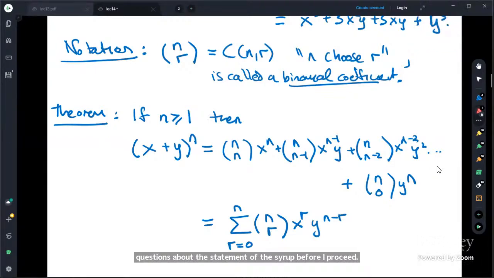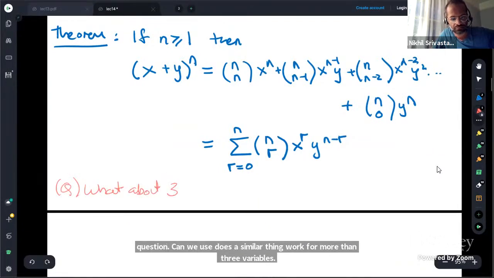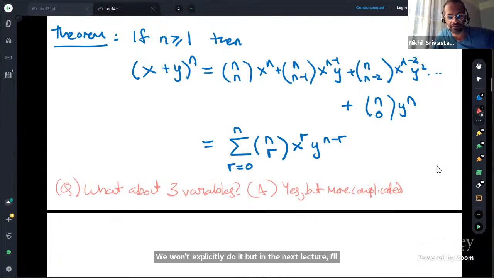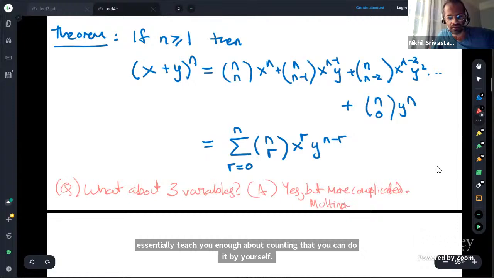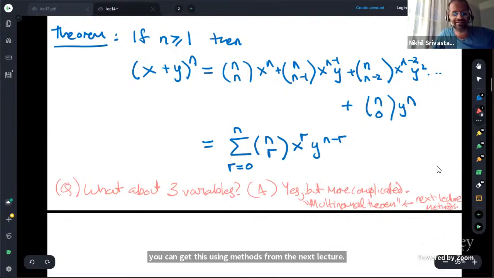Can we use a similar kind of thing for more than two variables? It's a great question. Does a similar thing work for more than 2 variables? So the answer is yes, but it's more complicated. We won't explicitly do it, but in the next lecture, I'll essentially teach you enough about counting that you can do it by yourself. This is called the multinomial theorem, and you can get it using methods from the next lecture. Indeed, you can study any number of things using counting.